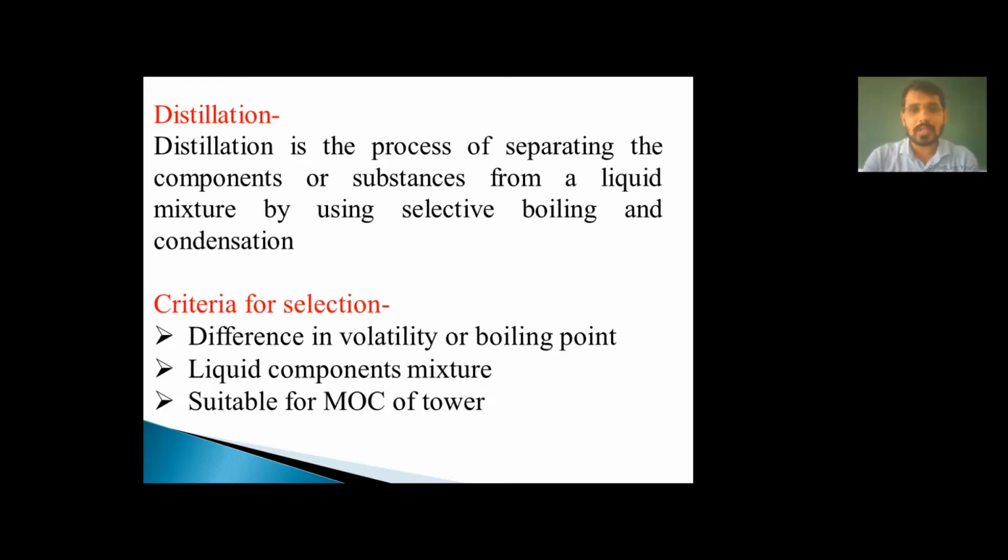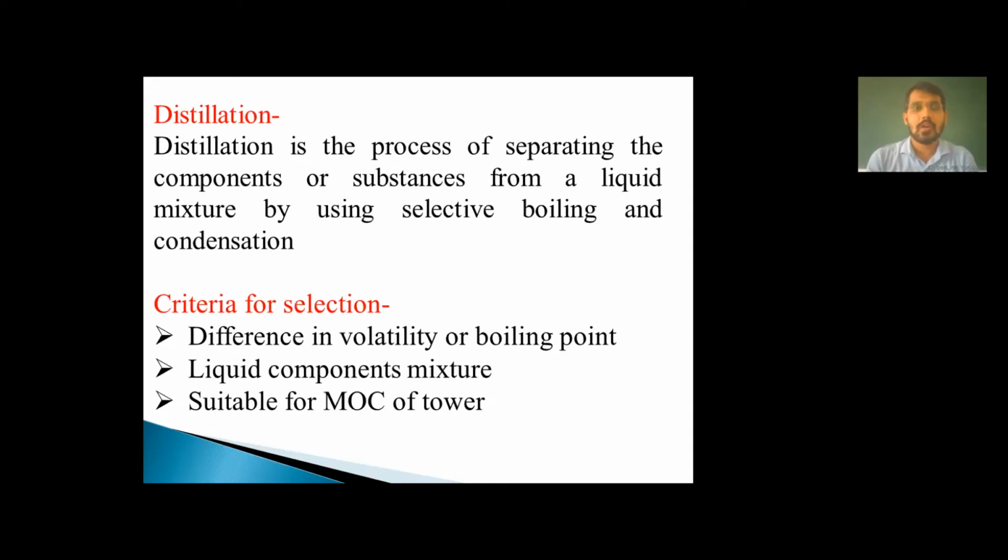So what are the criteria for the selection of distillation method? First criteria is that a difference in volatility or boiling point of the mixture must be there. Then we can separate that mixture using the distillation method. After that, the mixture should be of liquid components. After that, the third criteria is suitability for the MOC of the tower. Whatever liquid mixture we are selecting, that must be suitable for our distillation tower.